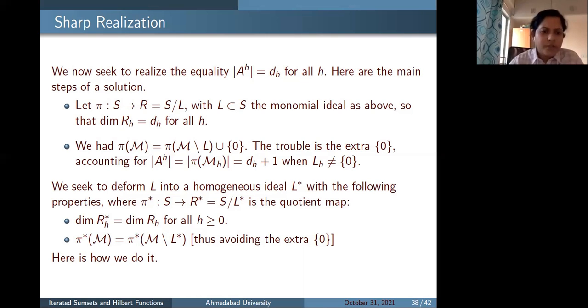Now, what we need to do is that we seek to deform L into a homogeneous ideal L star with the following properties, so that we will have a pi star, which is from S to S/L star. And we have that the dimension of R_h star is the same as the dimension of R_h, and pi star of M would be the same as pi star of M minus L. So this is where we can avoid the extra zero. Okay. Here is how we do it.